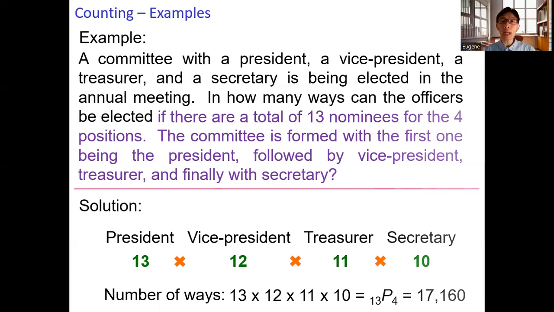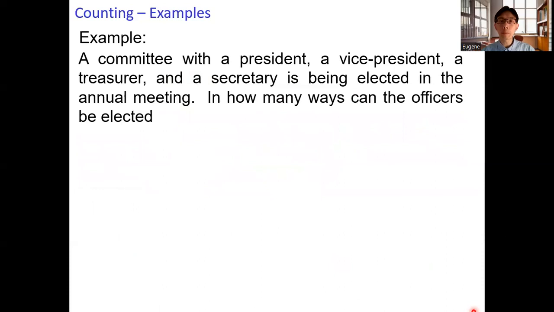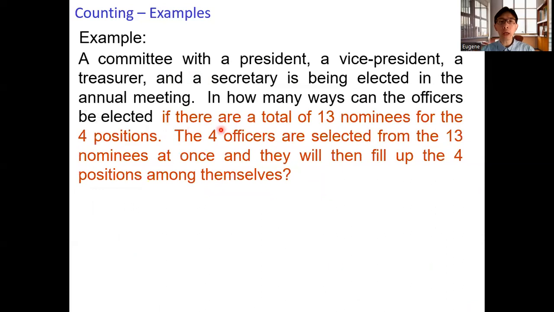Let's take a look at another variation of the problem. In how many ways can the officers be elected if there are a total of 13 nominees for the 4 positions? The 4 officers are selected from the 13 nominees at once, and they will then fill up the 4 positions among themselves.